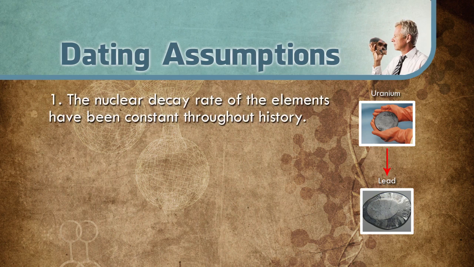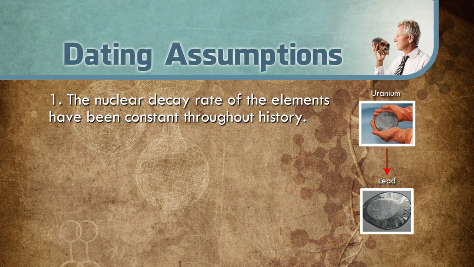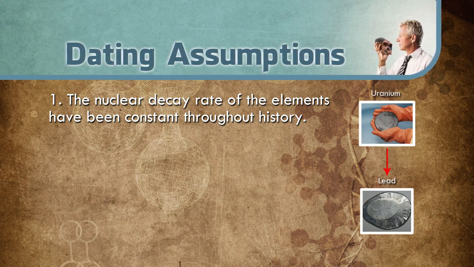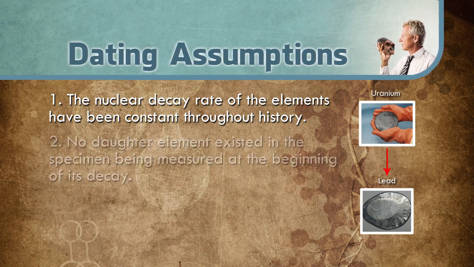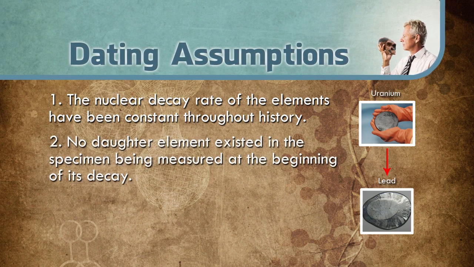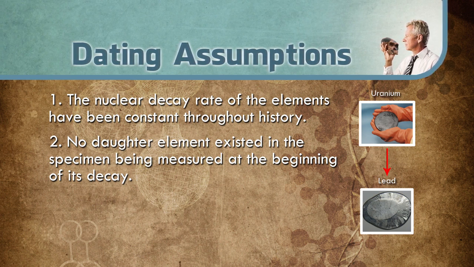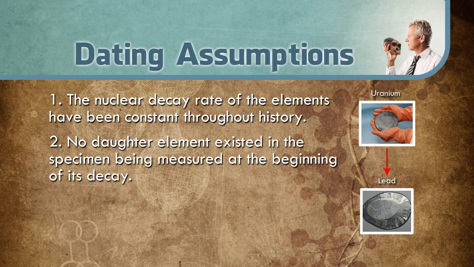Number 1, the nuclear decay rates of the elements have been constant throughout history. In other words, nothing occurred in history which could have sped up the decay rates over brief periods of time, for example. Number 2, no daughter element existed in the specimen being measured at the beginning of its decay process. In other words, the dating technique assumes that the rock was initially completely composed of the parent element, like uranium in this case. So an assumption about the initial condition of the rock is made.